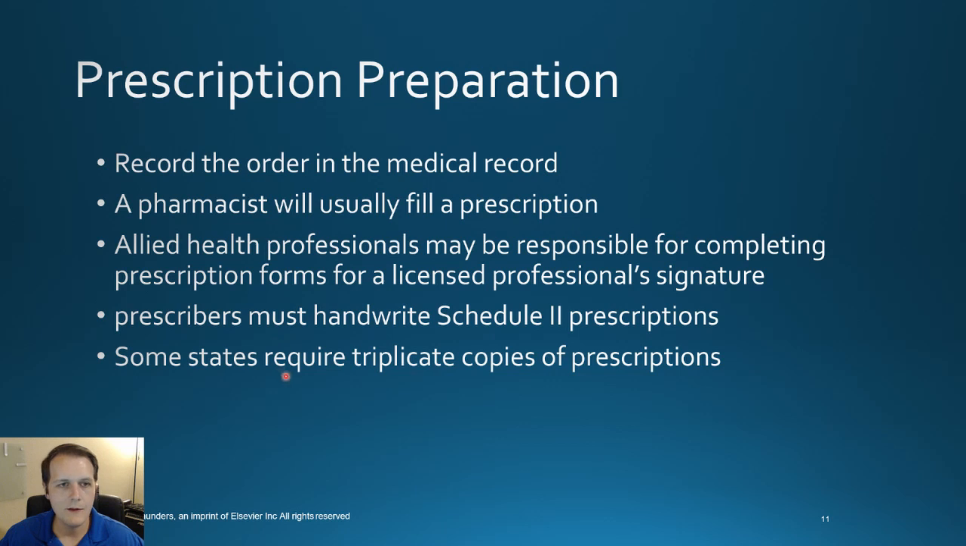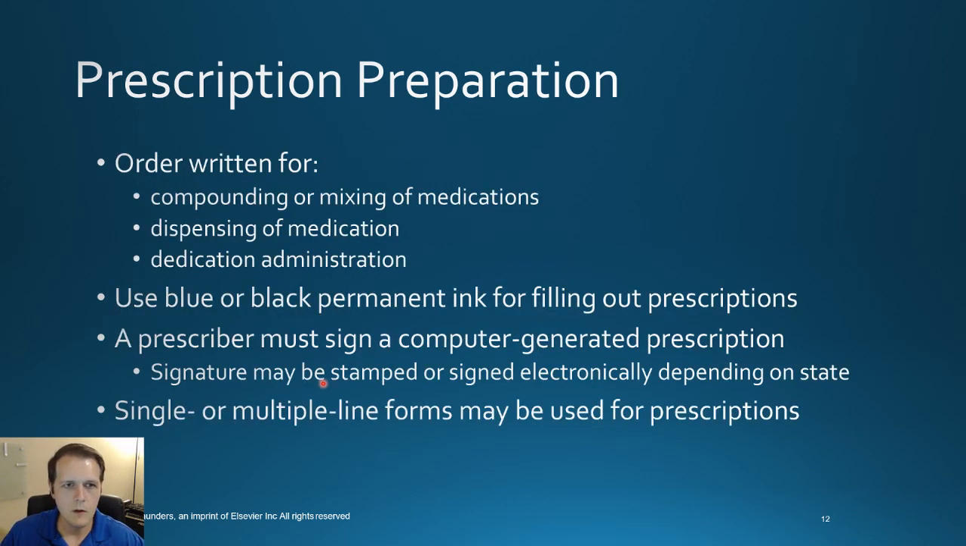And again, depending on the state, you may find they require triplicate copies of prescriptions. They may require all kinds of different things. But wherever you end up working, you'll get used to those laws at that place. So the orders can be written for, say, compounding or mixing of medications. It could be for dispensing of a medication, or it could just be a medication administration. For instance, a one-time order for a flu shot or something. It's only a one-time deal.